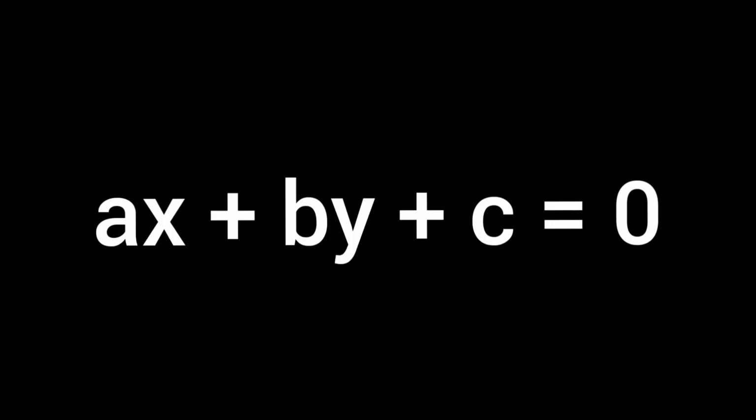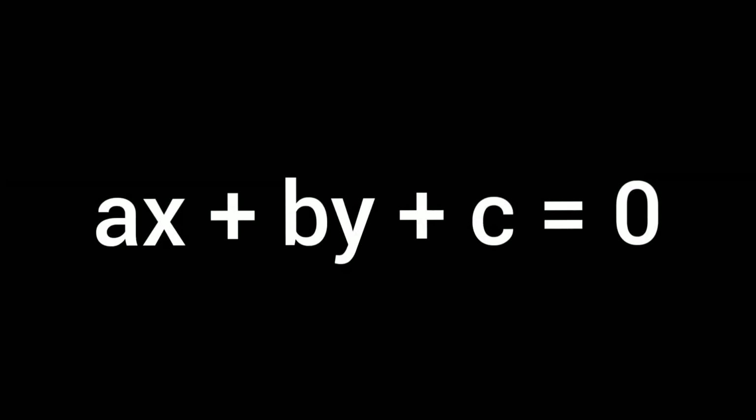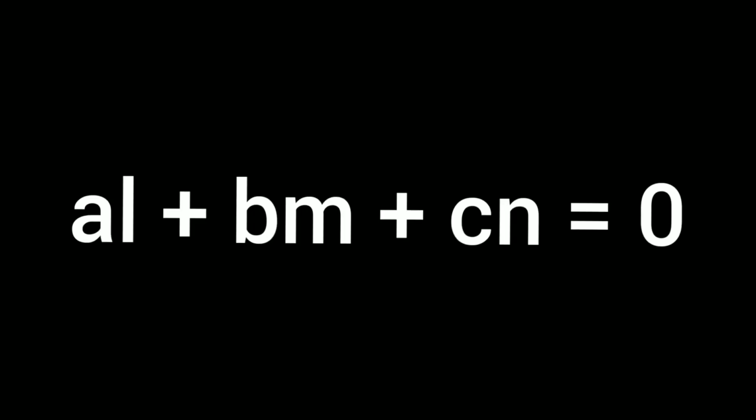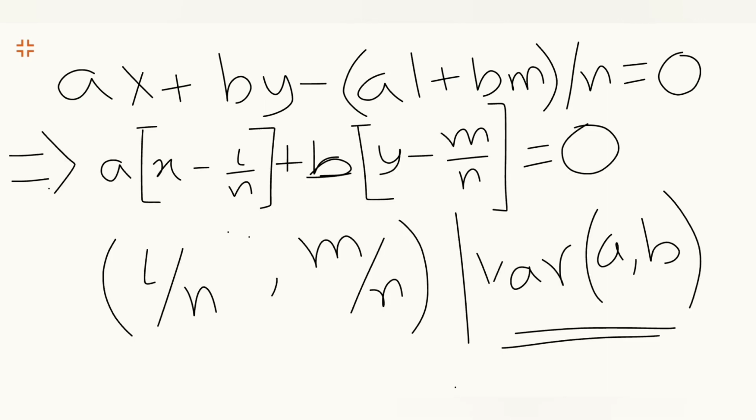Now consider a variable straight line ax plus by plus c equal to 0, where a, b and c are real and are not related. Then this straight line does not form a family of straight lines. But if a, b and c are related as al plus bm plus cn equal to 0, then we can find a family of straight lines by replacing this relation in the original equation, ax plus by plus (al plus bm)/n as c, and then we can find the point where the family intersects.